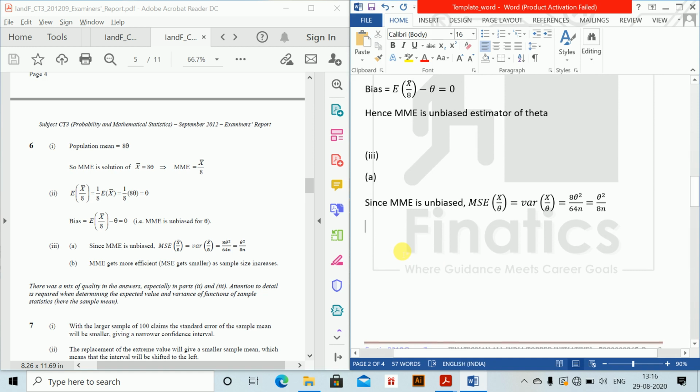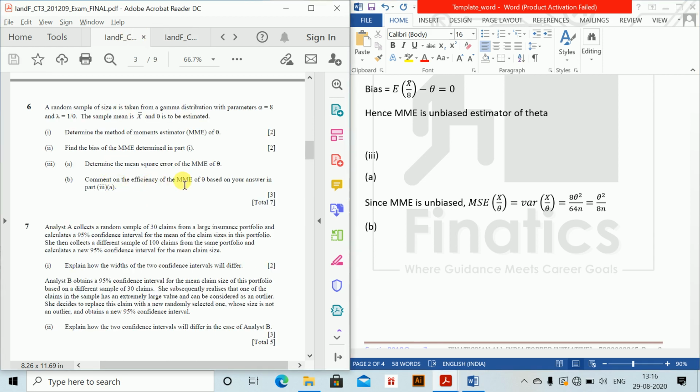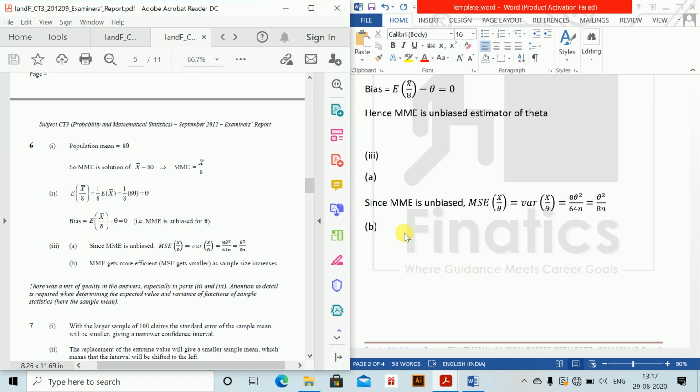Okay, so this is our part A. And part B is MME gets more efficient. What they asked is, comment on the efficiency of MME of theta based on your answer in part 3A. So MME will get more efficient as n obviously increases, as the sample size gets bigger, MSE gets smaller. So MME gets more efficient. This is sheer theory. I'm just writing it for you all. Increases.